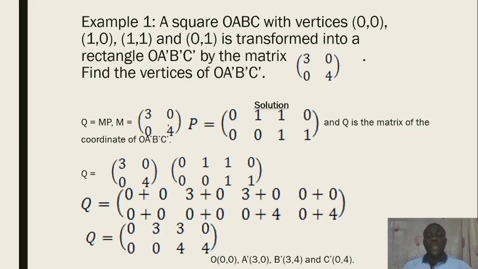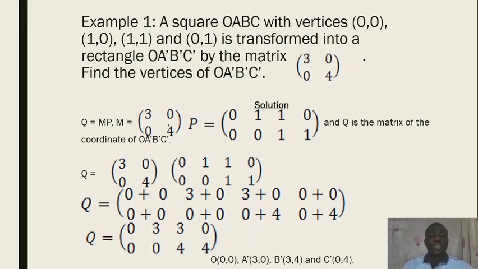So now P is formed using the coordinates of the object, which are 00, 10, 11, and 01. And Q now is the matrix of the coordinates of the image. So now let's look at this. Q is equal to the transformation matrix, instead of writing M, times the object matrix, instead of writing P.